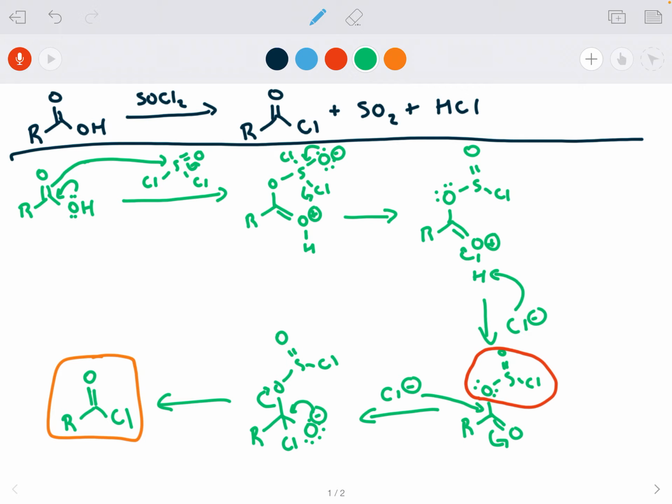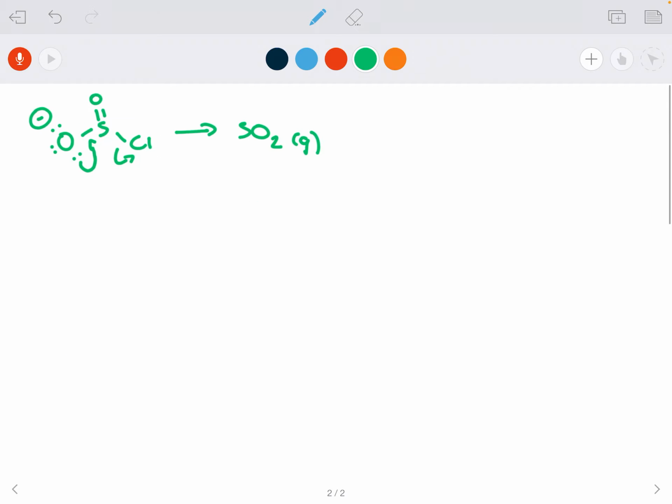So then I've lost a product, right? I know these aren't equilibrium arrows, but if you remember Le Chatelier's principle, anytime I'm losing a product, I'm going to keep pushing to form that product. So I'm continually losing SO2 gas, which is going to push the reaction towards the products and towards the formation of more acid halides. Okay, so that's how you form the acid halide. Now what about the reactions of them?